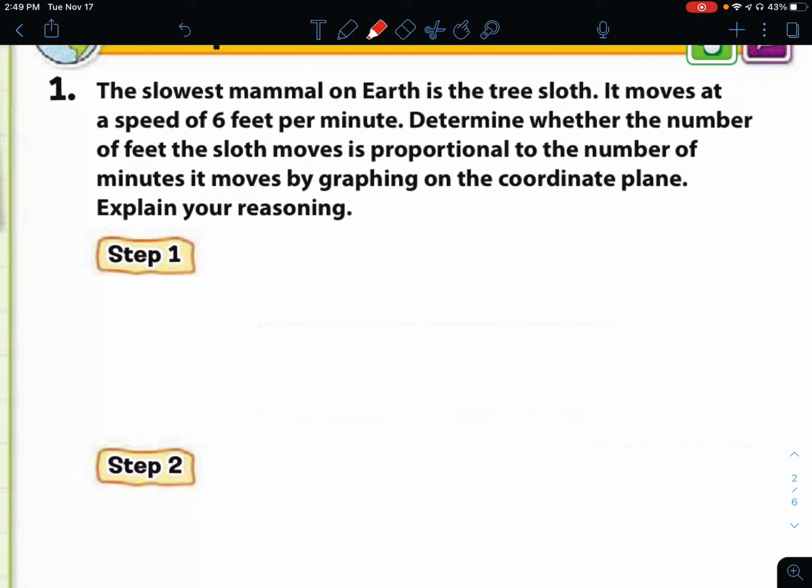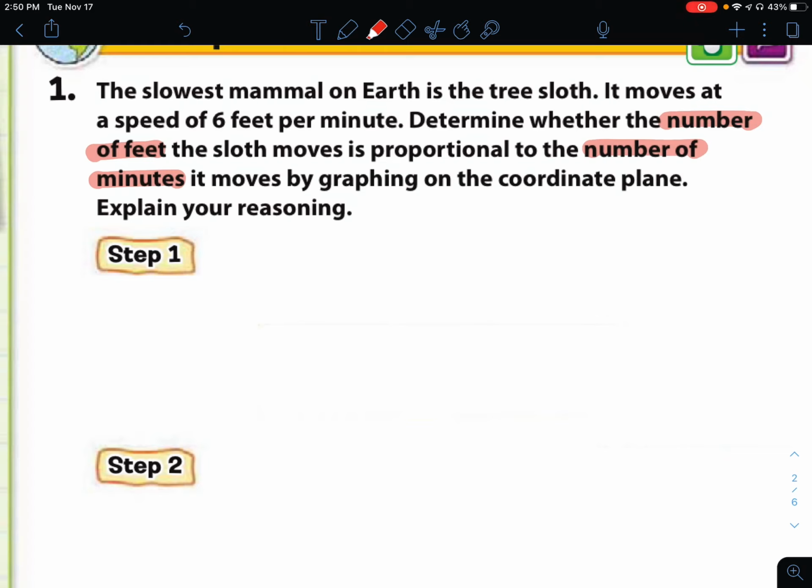The number of feet the sloth moves. So the number of feet is the first quantity, and the number of minutes is the second quantity. So your two quantities that you're being asked to determine if they're proportional or not will be the number of feet it moves to the number of minutes. And it says here by graphing it on the coordinate plane. So let's take a look at step number one.